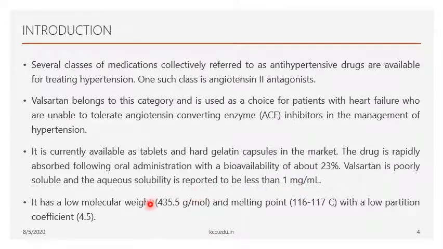Its molecular weight is about 435.5 gram per mole, and its melting point is 166 to 177 degrees Celsius. It has a low partition coefficient of 4.5. So these are some characteristics of Valsartan.